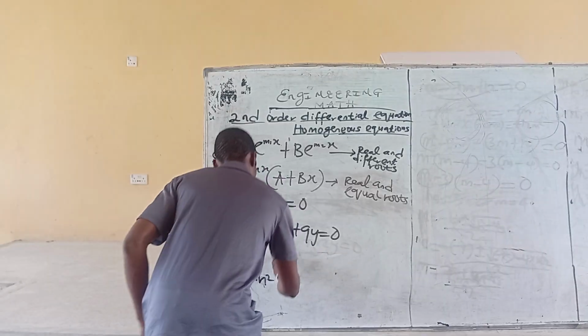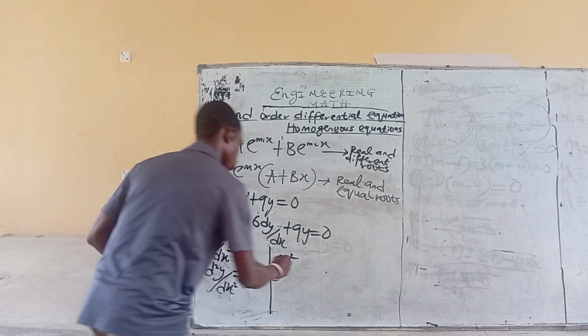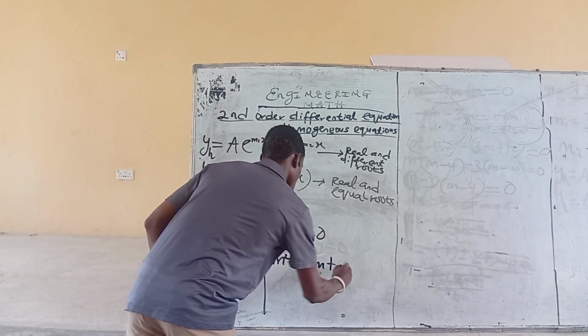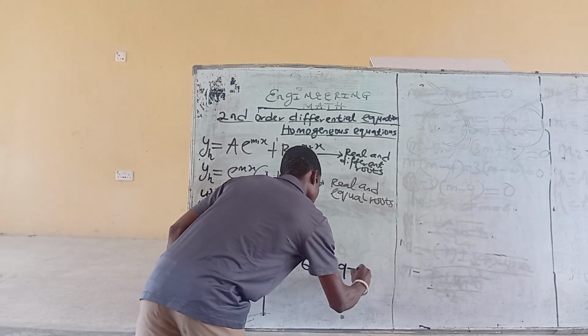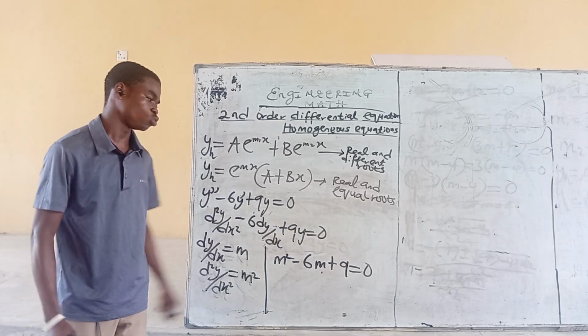So what do we do? That's m squared, that's the d squared y by dx squared. m squared minus 6m, the dy by dx is there, plus 9, that's the constant, equals 0. Now, let's use the factorization method to work on this.